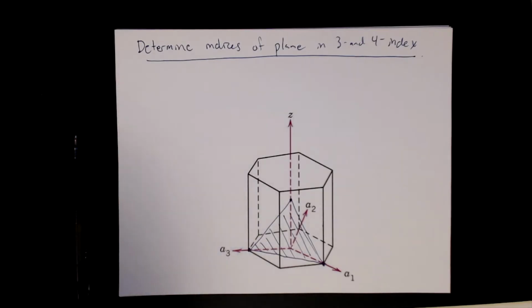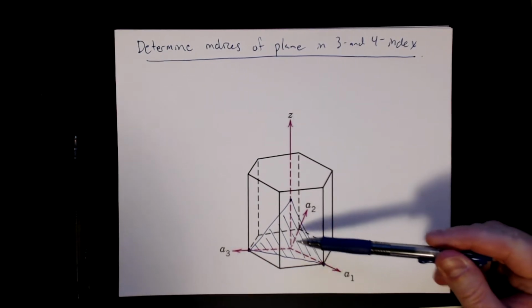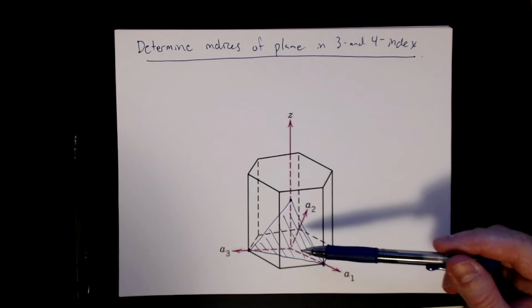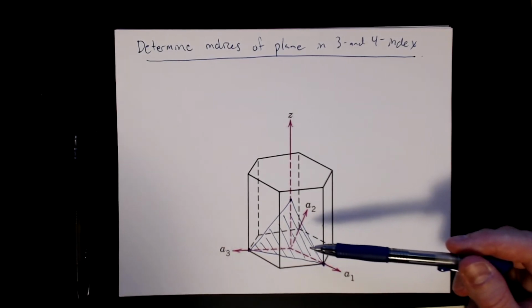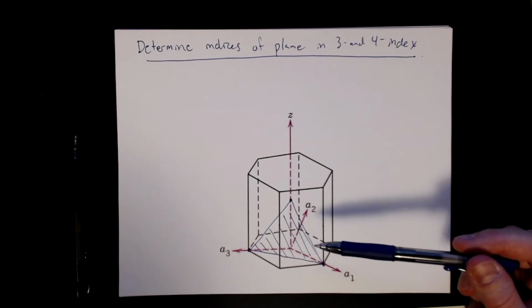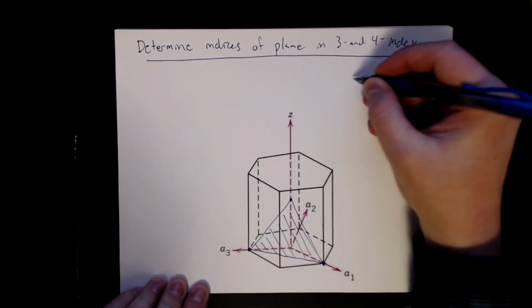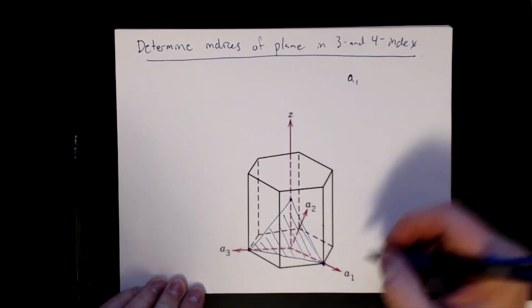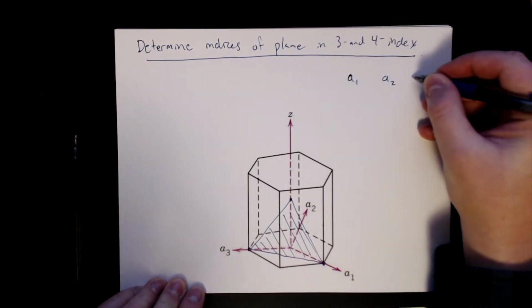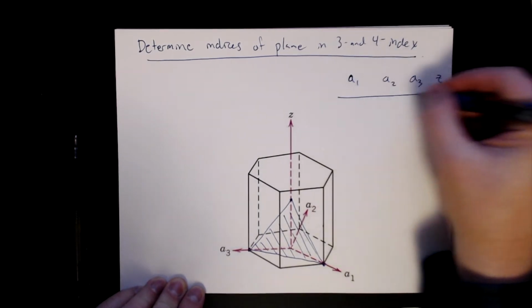All right, so let's go ahead and work through this example. So we're trying to determine the indices of this plane, which is the same as in the previous slide. And we want to determine the Miller indices in both 3 index and 4 index. So I'm going to make my normal table, and I'm going to go ahead and just do all of the axes, so all 4 of them. So A1, A2, A3, and also Z. So this is going to be my little table.